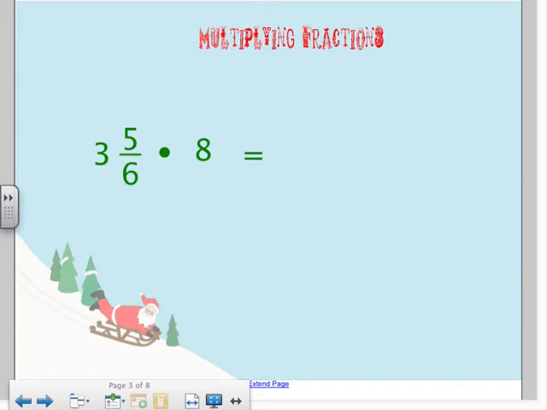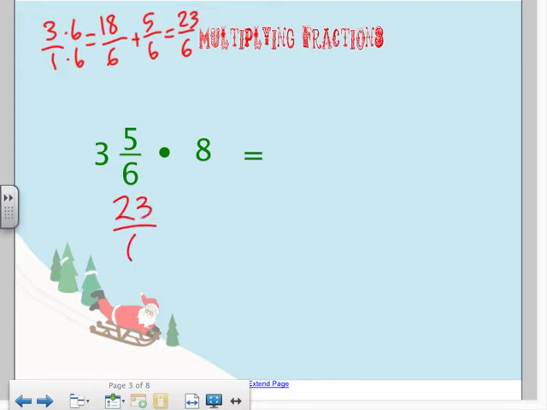So our first step, we need to turn 3 and 5/6 into an improper fraction. So 3 times 6 is 18/6. Just do this off to the side somewhere. Plus the 5/6 we already had is 23/6. Okay, so we have 23/6 times 8, but remember 8, any whole number we write over 1.